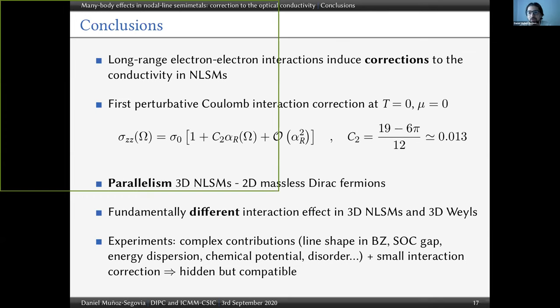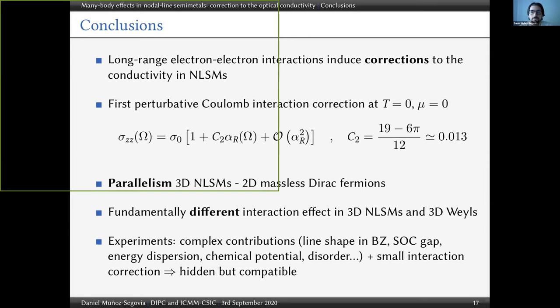So in principle, I would say that if the experiments are well described by our model, then we would simply apply RPA and recover a Fermi liquid-like behavior in some sense. So no effect, no interaction correction. This is what I expect, but we can talk later if you want.